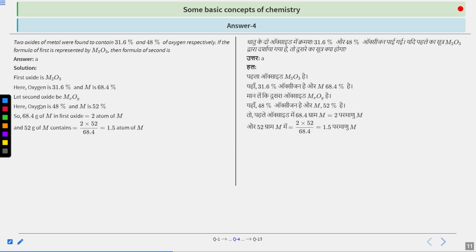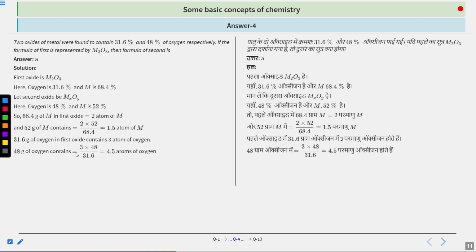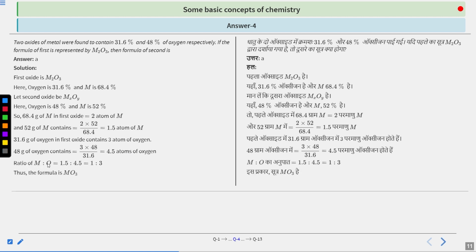According to the first oxide, 68.4 gram of metal contains 2 atoms of metal. Now 52 gram of metal will contain 2 into 52 by 68.4, that is 1.5 atoms of metal. Therefore, 31.6 gram of oxygen in the first oxide contains 3 atoms of oxygen, and now 48 gram will contain 3 into 48 by 31.6, that is 4.5 atoms of oxygen. So we got these two numbers. Now we divide them, which gives us the ratio 1:3. So the formula is MO3.